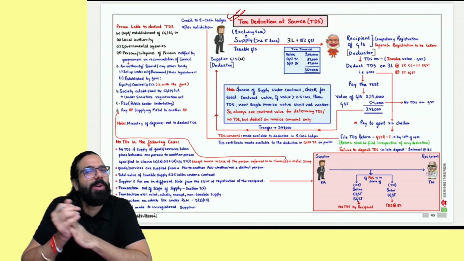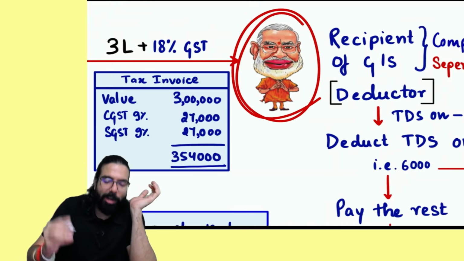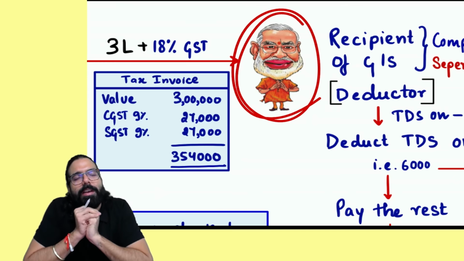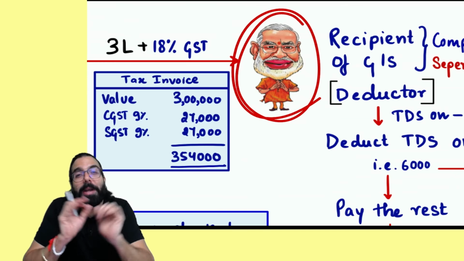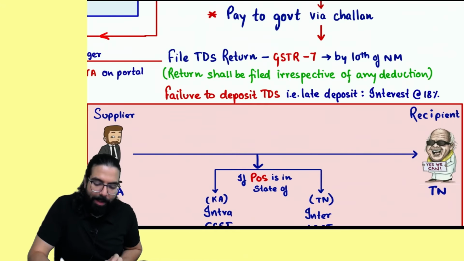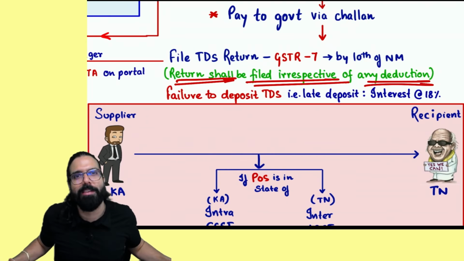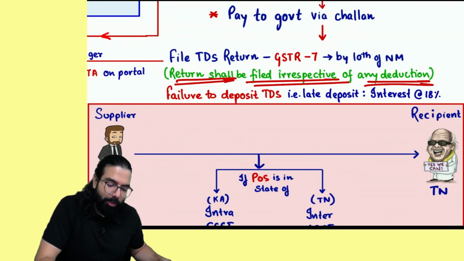GSTR 7 for TDS was there. Earlier, the department of government was not required to file the TDS return if there was no TDS deducted. But now, a nil return is also mandatory. That is the amendment that has been made. The return shall be filed irrespective of any deduction. Return has to be filed. GSTR 7 has to be filed. That's all that has been told.